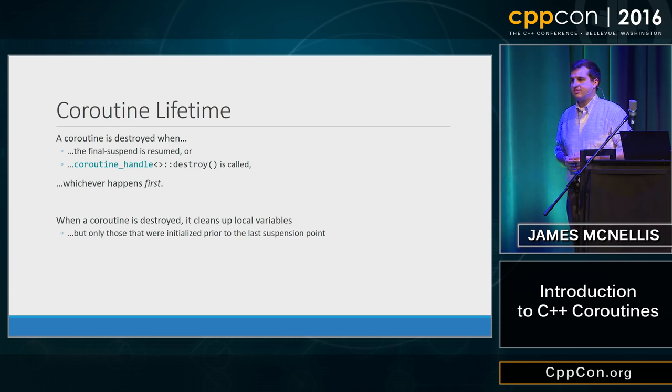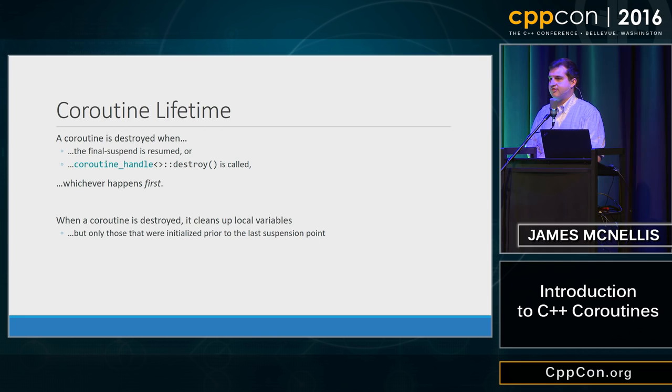What happens if a coroutine throws an exception? I'll actually save that for when we implement the coroutine support for std::future, because we actually show what happens there.